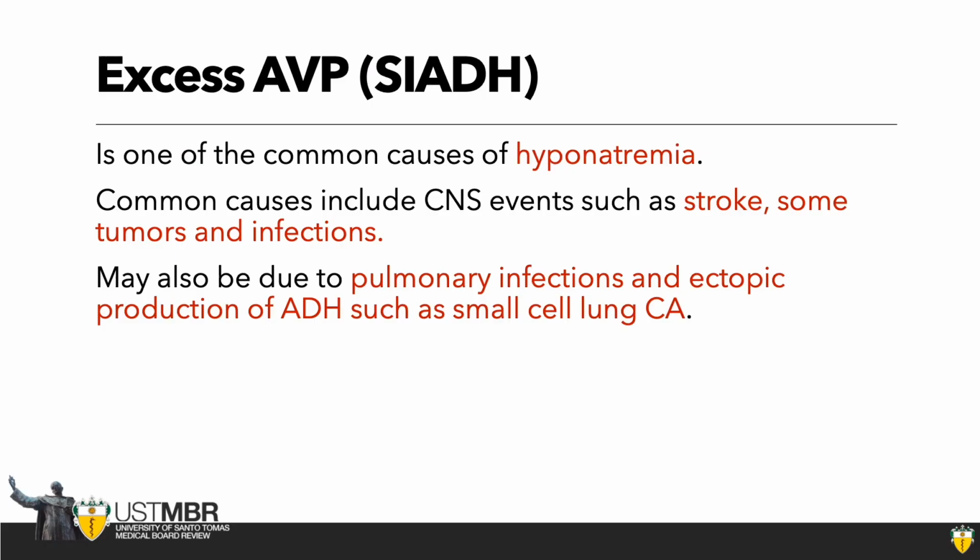So how about an excess of antidiuretic hormone? If you have too much antidiuretic hormone in many conditions like stroke or lung infection, this is what we call the syndrome of inappropriate antidiuretic hormone. If you have too much water in your system, then the manifestation will be hyponatremia.